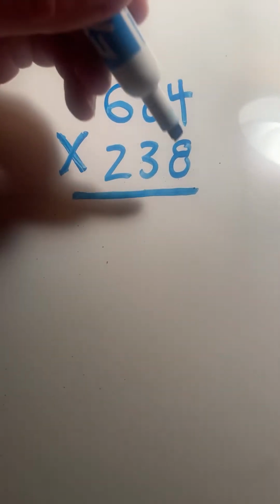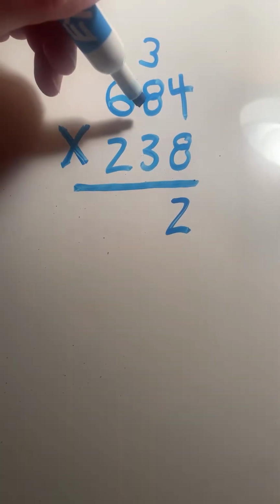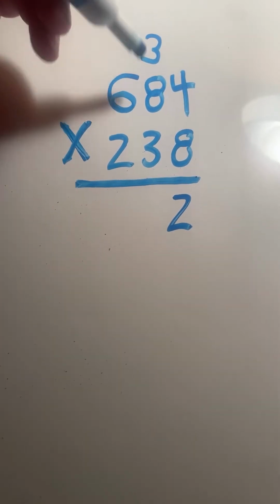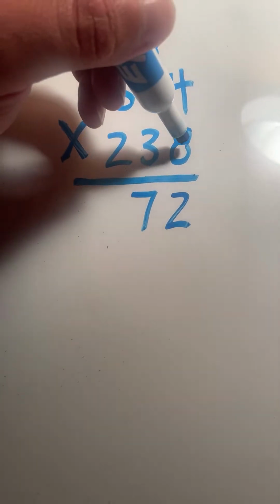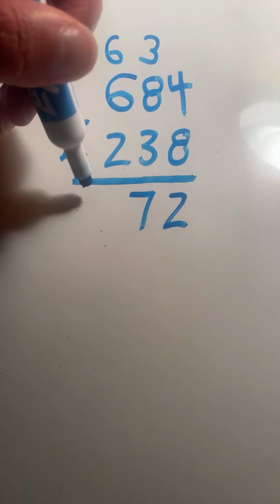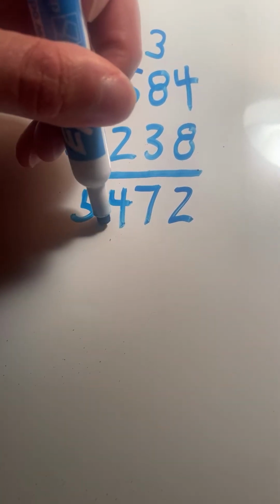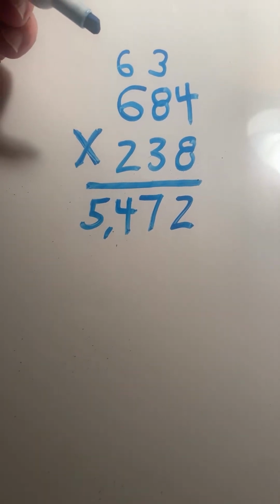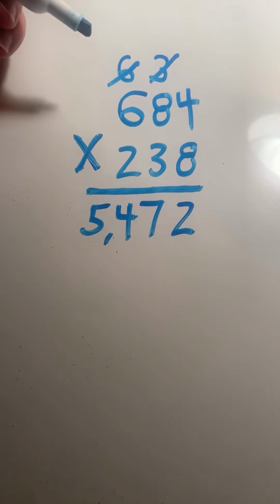Starting in the ones place, 4 times 8 equals 32. 2, carry the 3. 8 times 8 equals 64, plus 3 equals 67. 7, carry the 6. 6 times 8 equals 48, plus 6 equals 54. So far, we have multiplied 684 times 8.